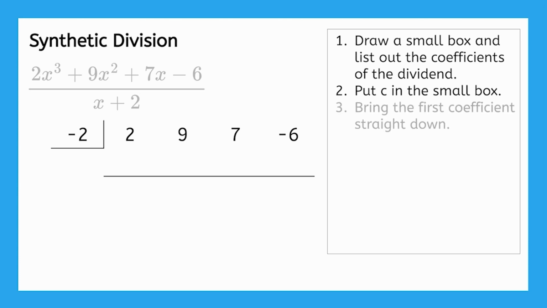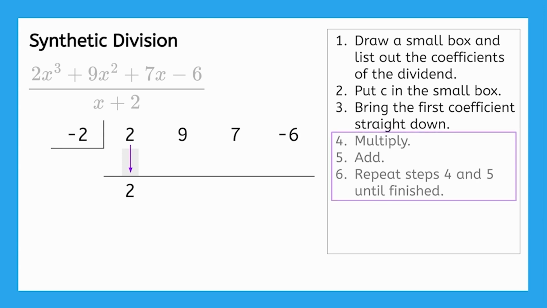Step 3 is simply to bring this first value straight down below your line. Our leading coefficient was a 2, so that's what gets brought down. This space directly below the 2 will remain blank, so feel free to draw this arrow and leave it here as a reminder. Now you're ready to get into the heart of the process. You'll repeat step 4 and step 5 until you're done.